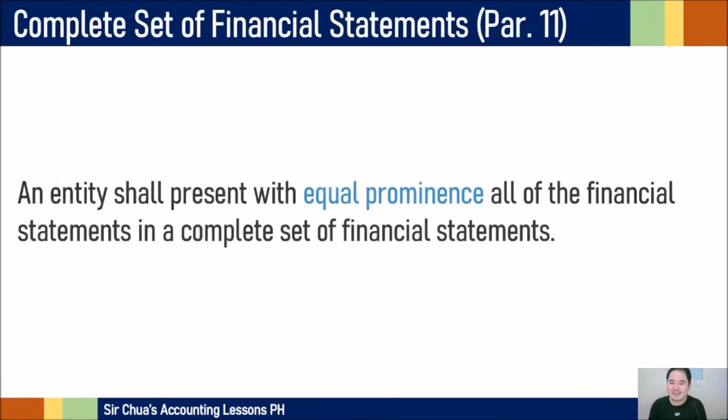Okay. An entity shall present with equal prominence all of the financial statements in a complete set of financial statements. No financial statements would be more important than any other. Okay? All of them should have equal prominence. All of them are important. Okay?